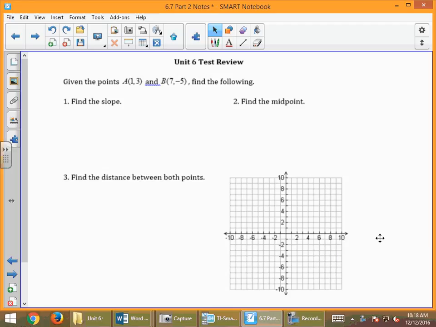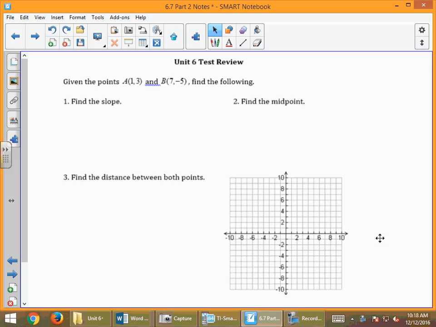So we take a look at your test review. Take a look at the first section. We're going to use the following points, point A and B, to answer 1, 2, and 3. So we're using these 2 points to find these 3 answers.